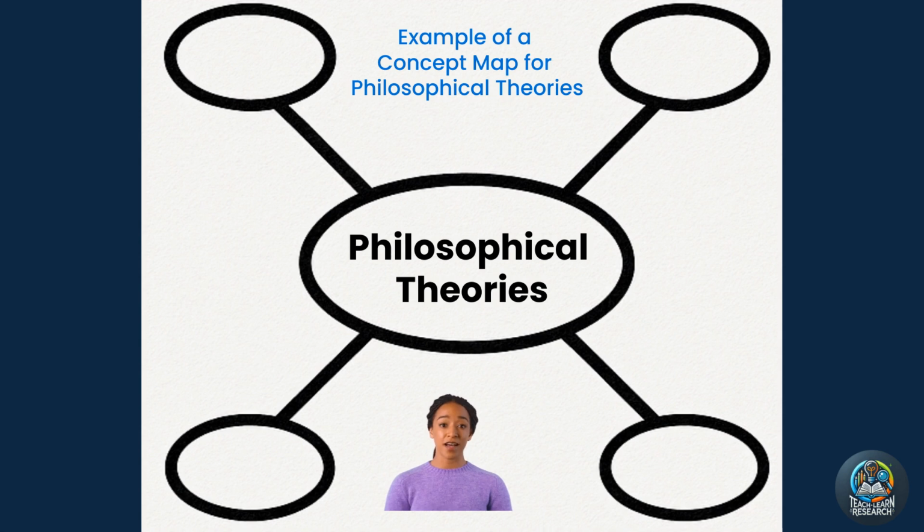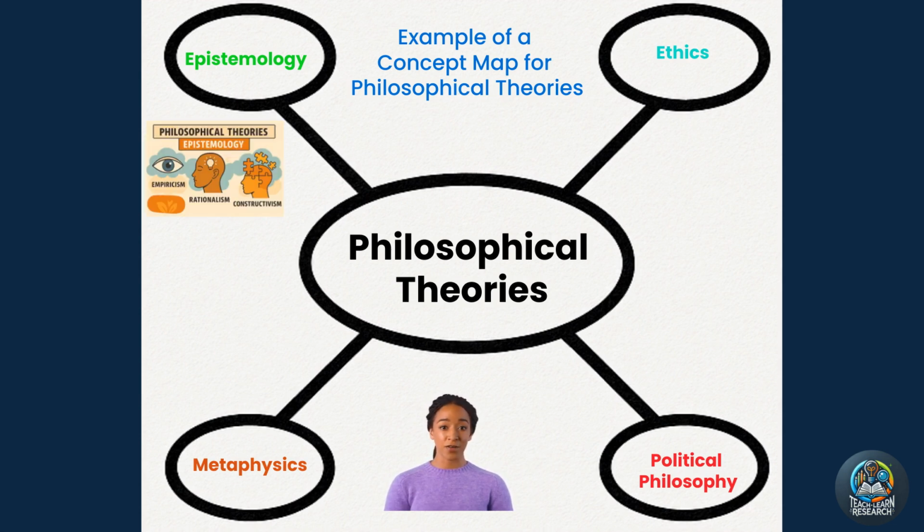Here's an example of a concept map for philosophical theories. Our central idea is philosophical theories. The main categories are epistemology, ethics, metaphysics, and political philosophy. Have details for each category with pictures for each activity.